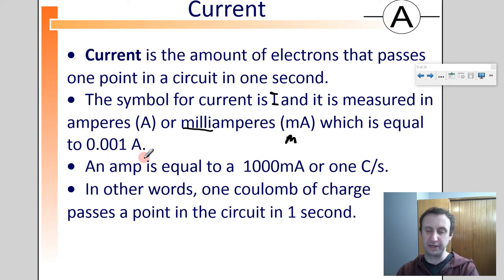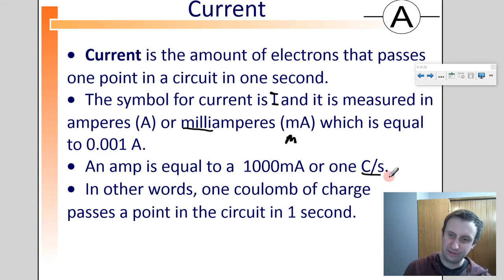Typically though, when we talk about a current that's coming from a house, from an outlet, we're talking about amps. Within battery powered electronics, we're probably talking more about milliamps. But anyways, an amp is equal to 1,000 milliamperes, or 1 coulomb per second. So this is the unit that is equal to an amp. 1 amp is equal to 1 coulomb per second.